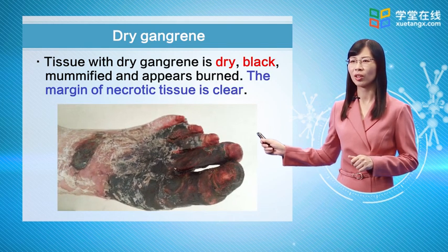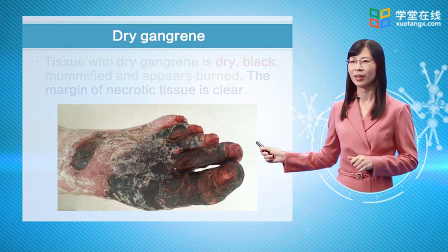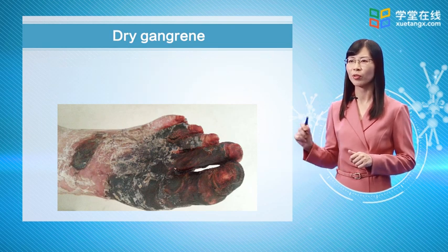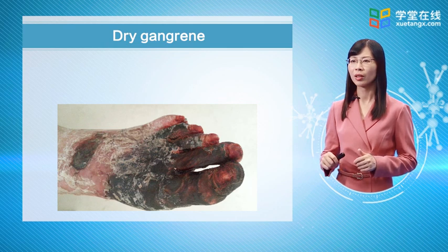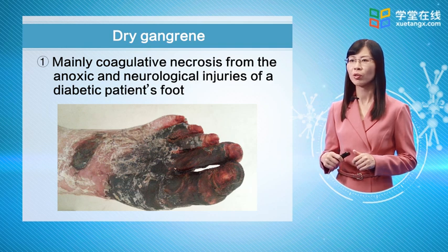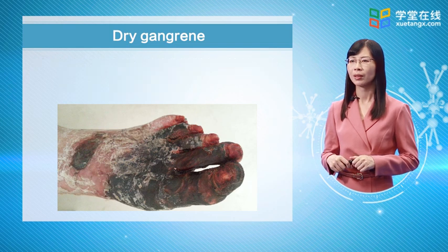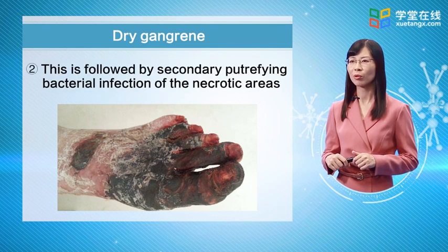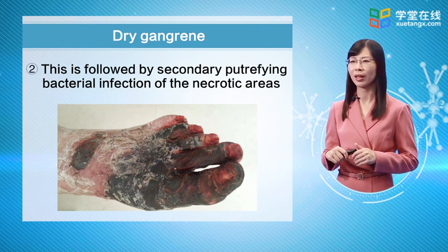Let's look at the picture in this case again. This is an example of dry gangrene in which there is merely coagulative necrosis from the anoxic and neurological injuries of diabetic patient's foot. This is followed by secondary putrefying bacterial infection of the necrotic areas.